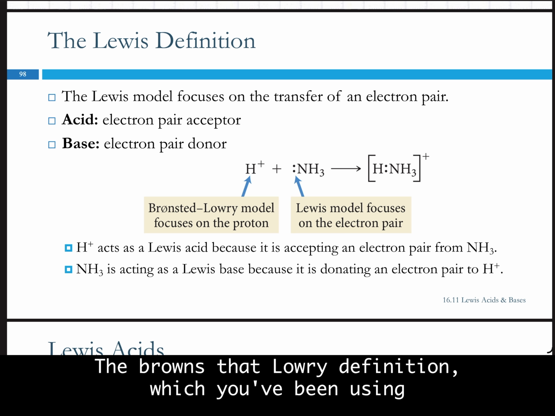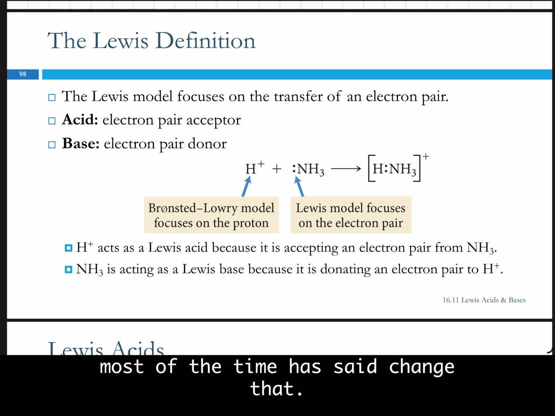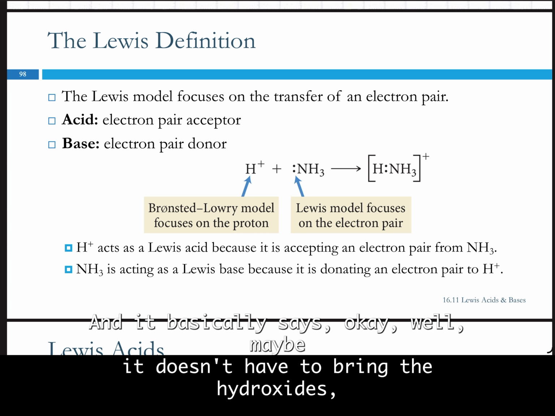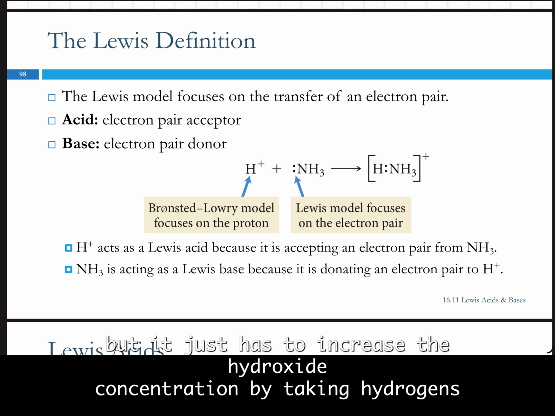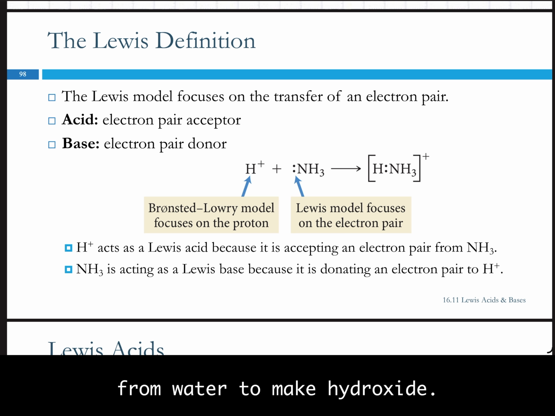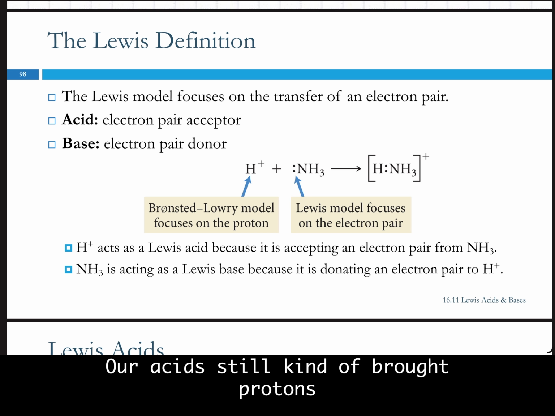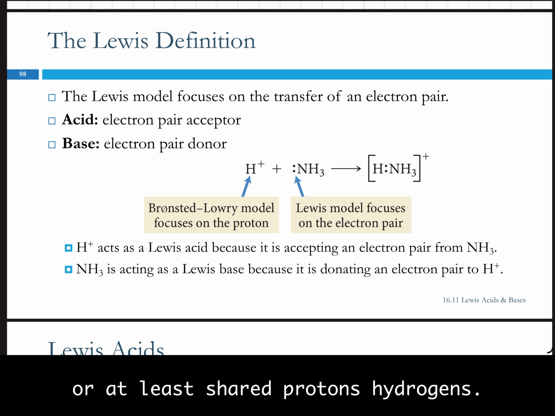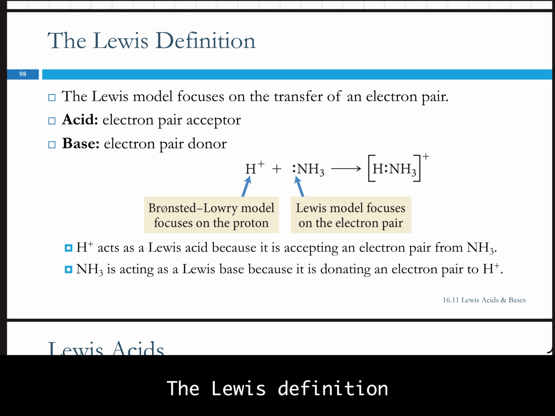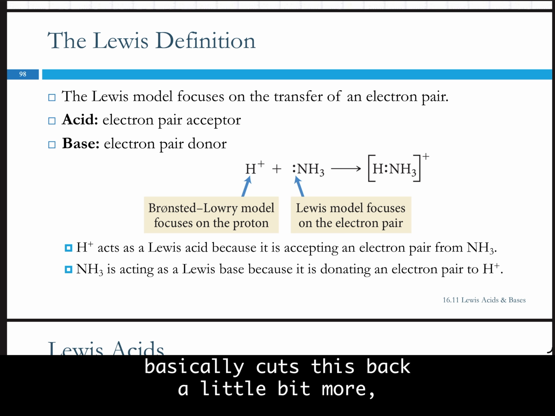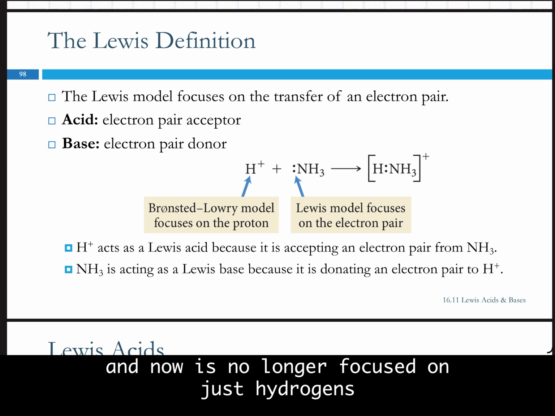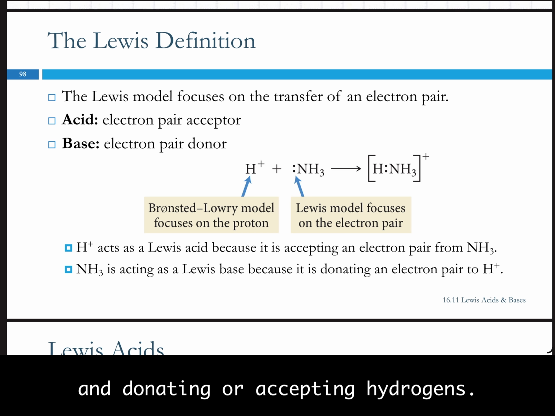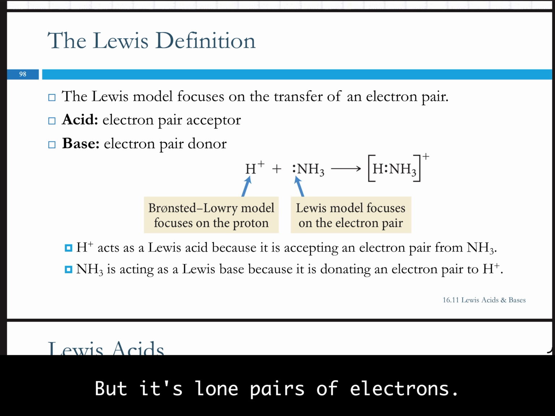The Bronsted-Lowry definition, which we've been using most of the time, said, change that. It basically says, okay, maybe it doesn't have to bring the hydroxides, but it just has to increase the hydroxide concentration by taking hydrogens from water to make hydroxide. Our acids still kind of brought protons, or at least shared protons, hydrogens. The Lewis definition cuts this back a little bit more and is no longer focused on just hydrogens and donating or accepting hydrogens, but on lone pairs of electrons.